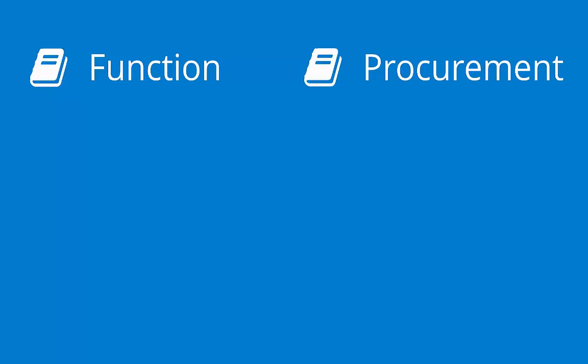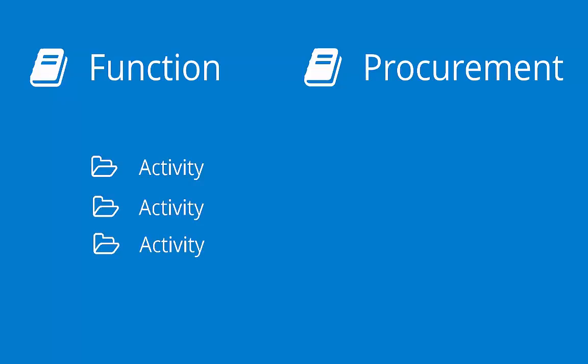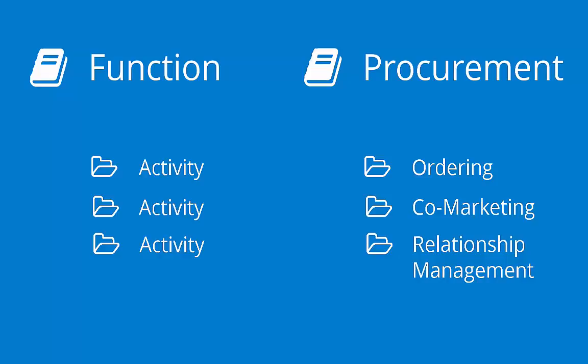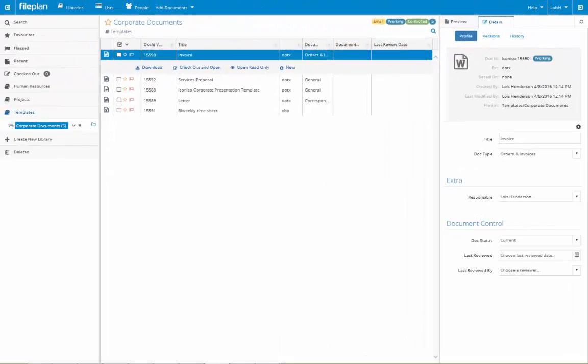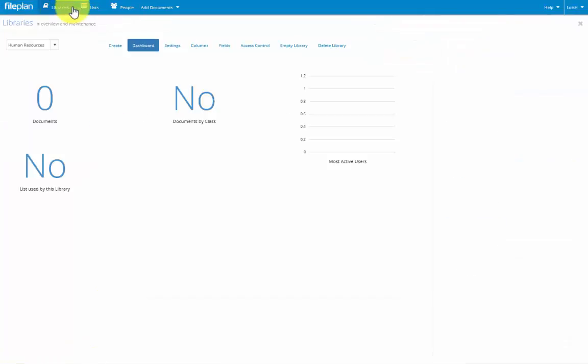All libraries can be subdivided into folders representing the activities and tasks undertaken to achieve each business function. Where the same tasks are performed time and again for different reasons, raising orders against suppliers for example, organising folders against a list helps file documents according to the context of their creation and use. Visit the fileplan blog or look for the Working with Lists and Folders videos in the fileplan Help Centre for further details. The library's dashboard gives a snapshot of the content and users of each library.